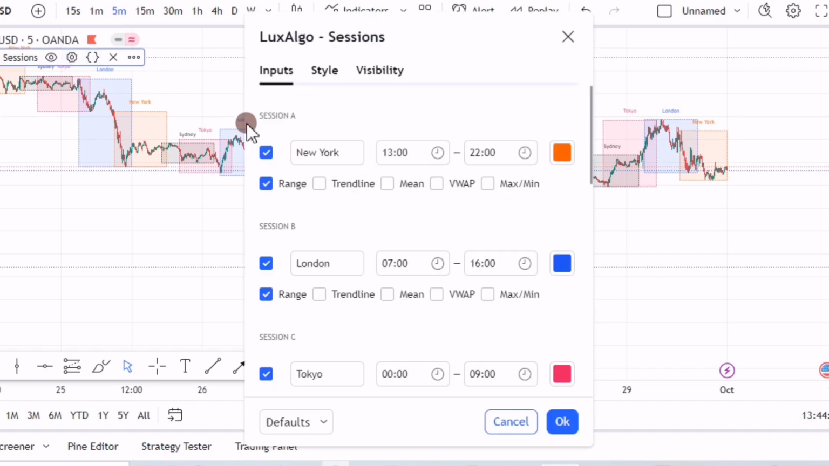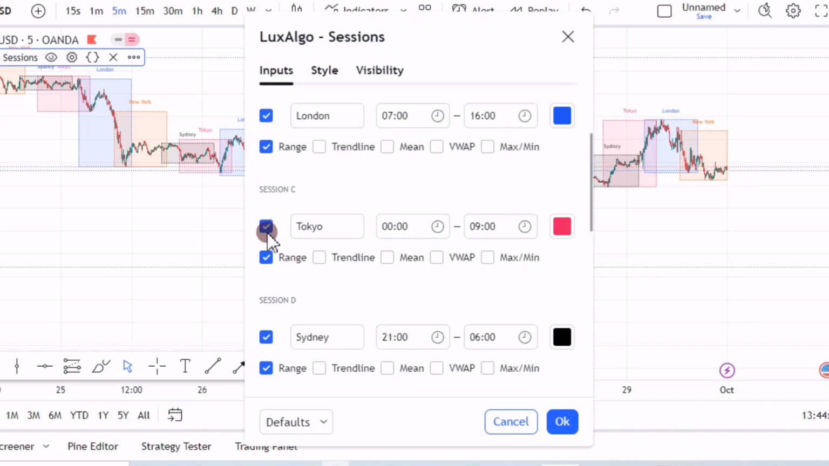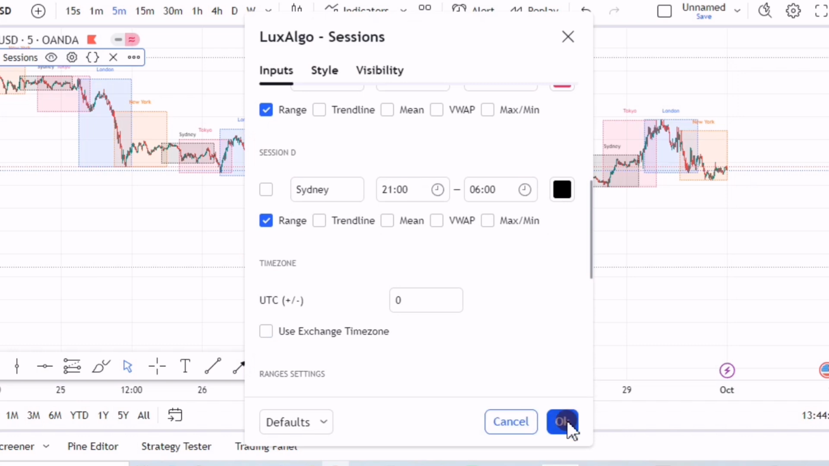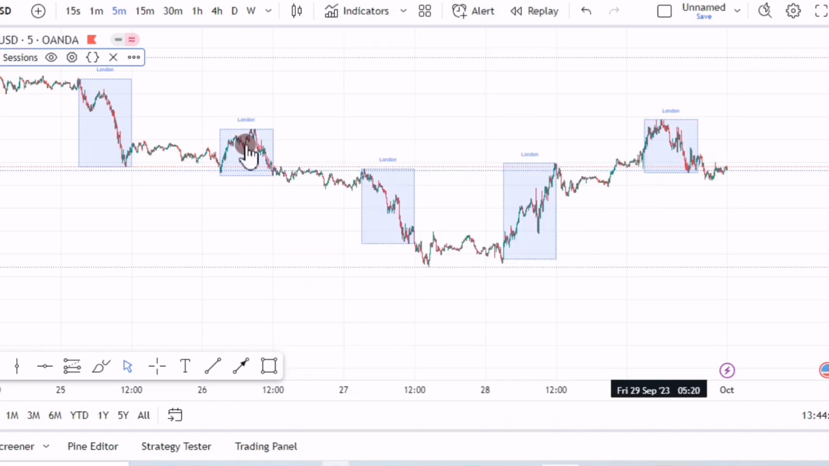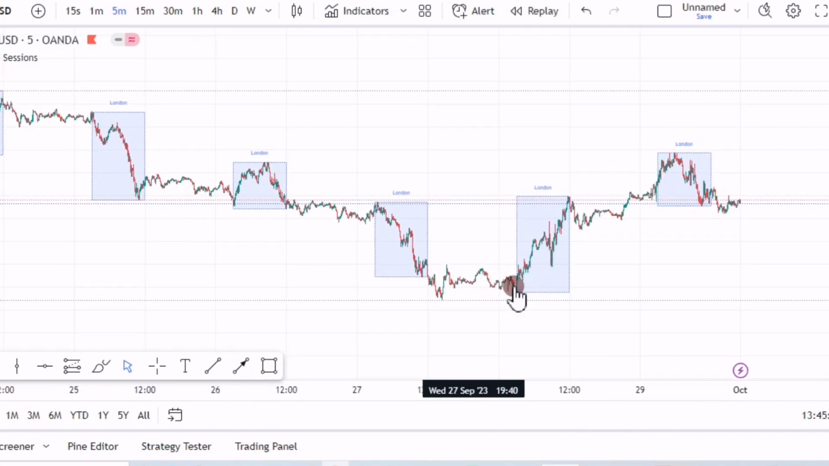So the next thing that you do, you uncheck the other boxes so that they don't disturb you. Okay, you uncheck the other ones, you leave London. So this is what you will have. You are going to be finding trades or entries within the blue box because it is where this pair moves in between, it is ranging.